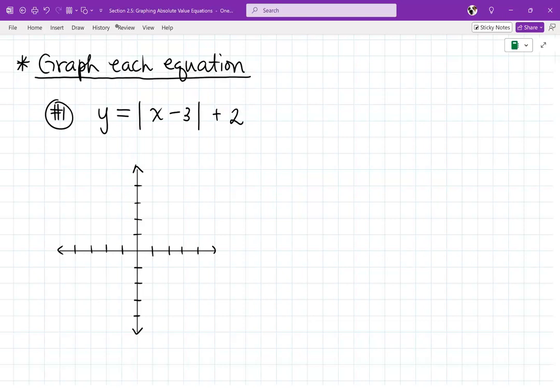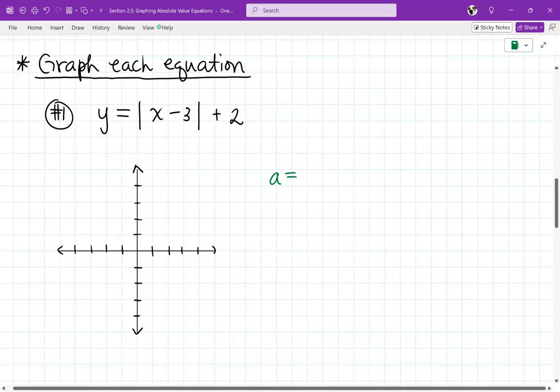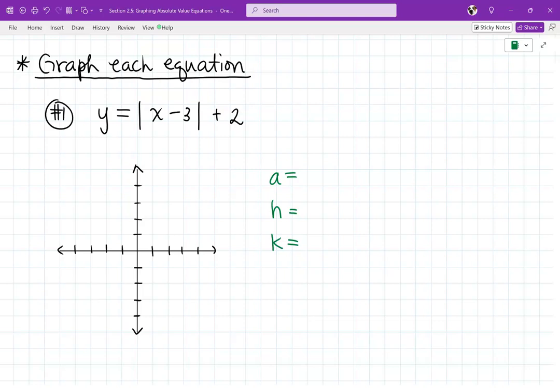So what I would like you to tell me is the A, H, K values. I want to know the A, H, K. So what is A, what is H, and what is K? All right, now sometimes A might be a little tricky because you may not see it. What is my A term?